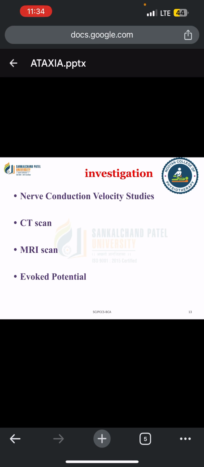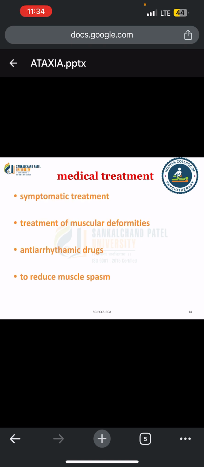Now, next is investigation. Which investigations are necessary to diagnose ataxia? The first one is nerve conduction velocity study. Second one is CT scan. Third one is MRI scan, and fourth one is evoked potential. These investigations are all useful to diagnose ataxia.